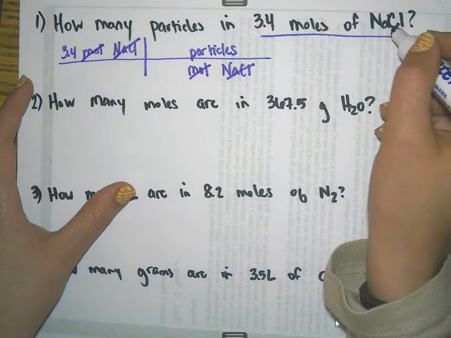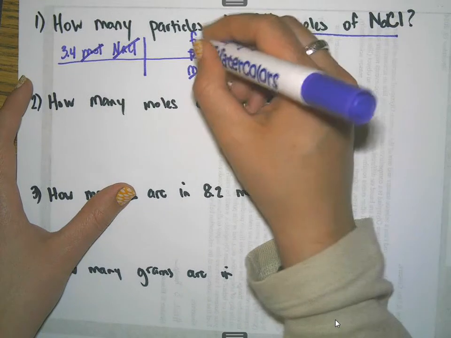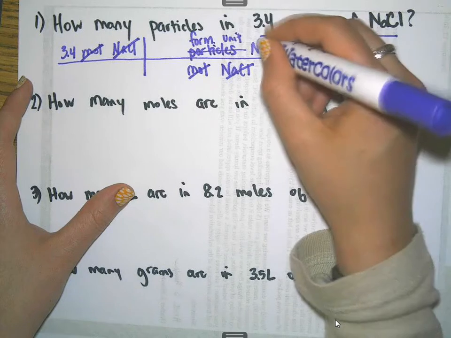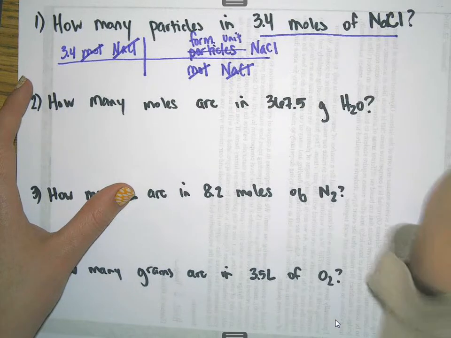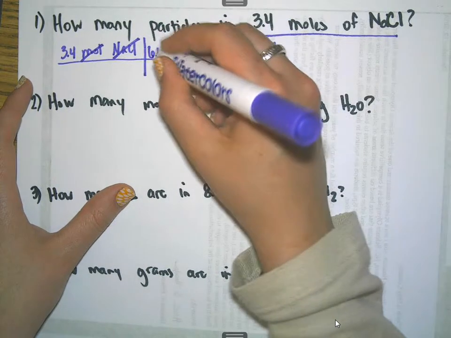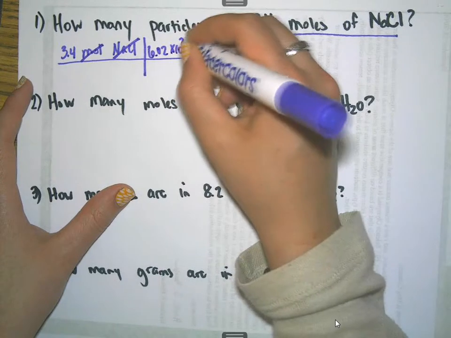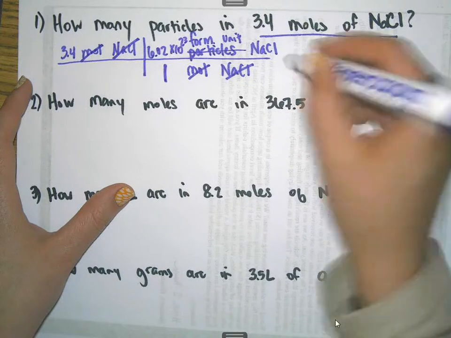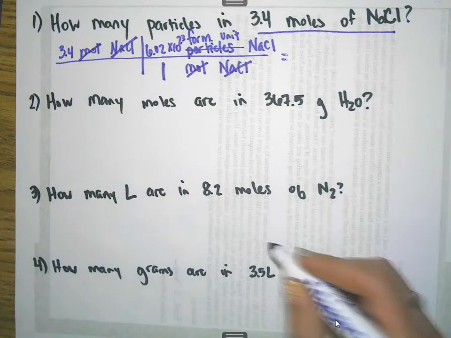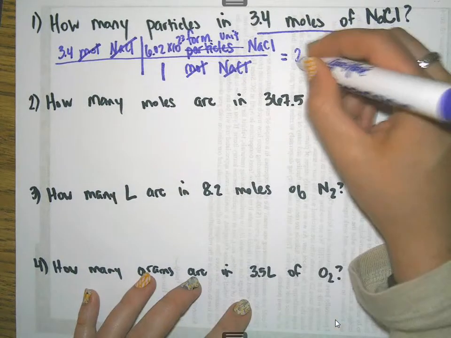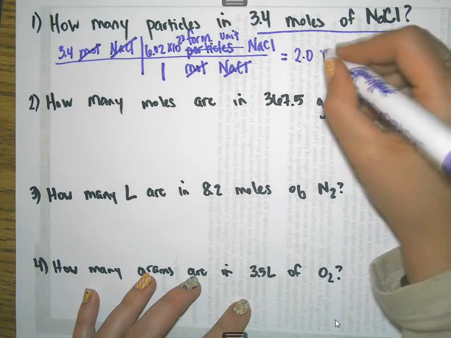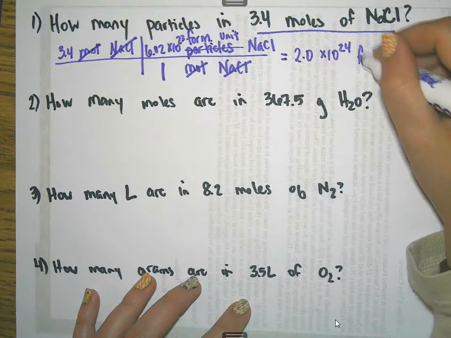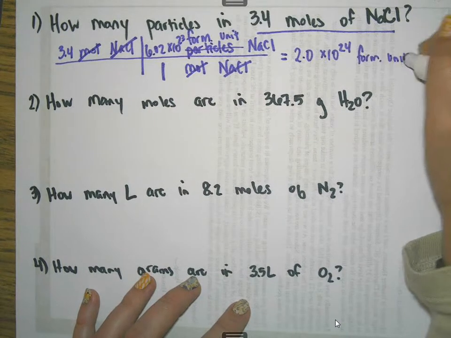If it's an ionic compound, what would be even better is to put the word formula unit, because formula units of NaCl would be even more specific than particles. I know that there are 6.02 times 10 to the 23rd particles, formula units in this case, in 1 mole of NaCl. Well, if I do my math, that comes out to be 2.0 times 10 to the 24th formula units of NaCl.